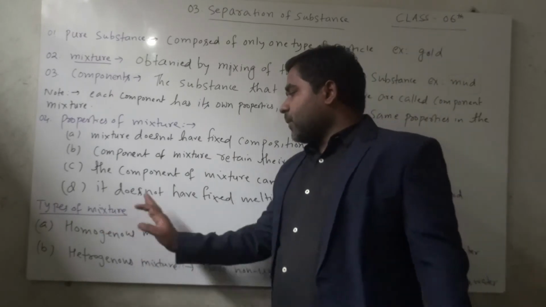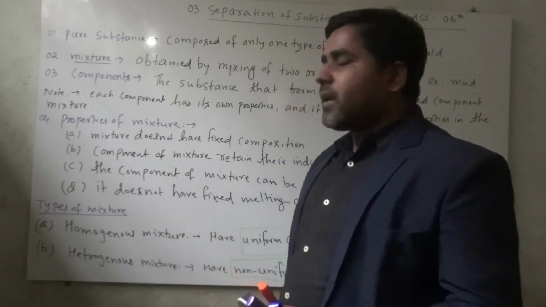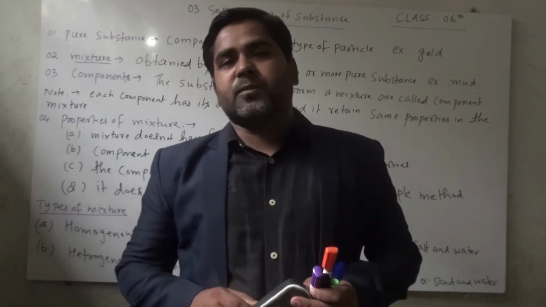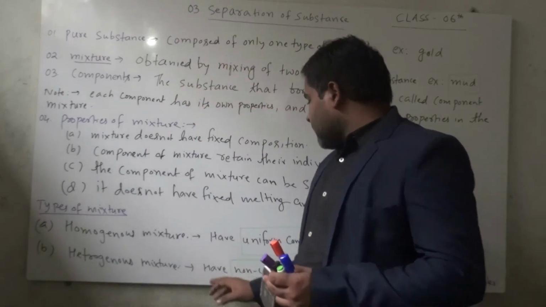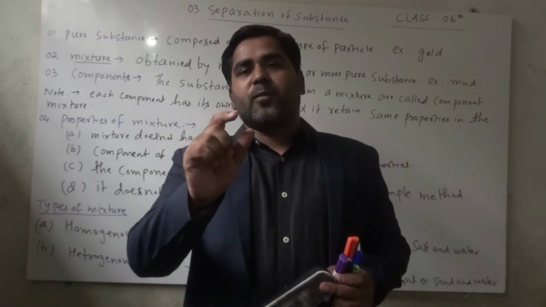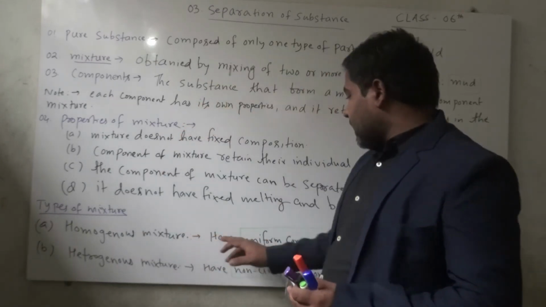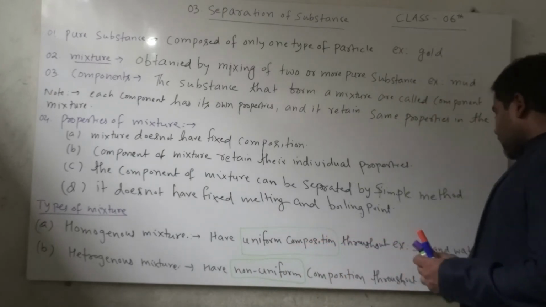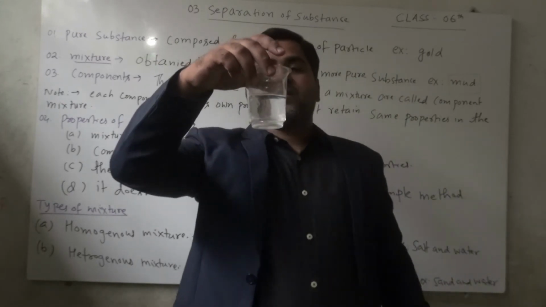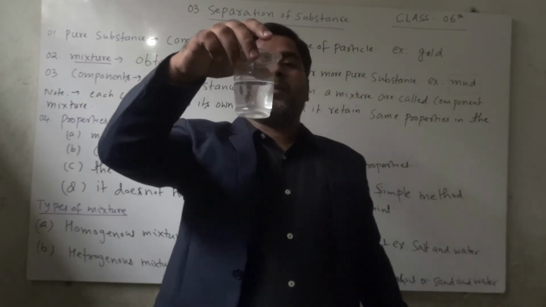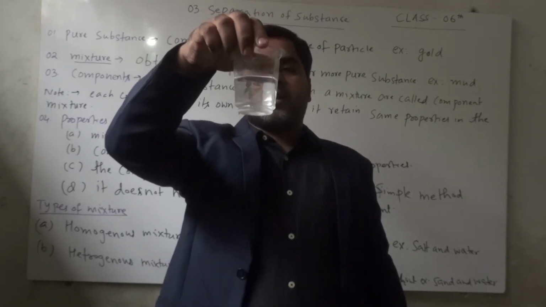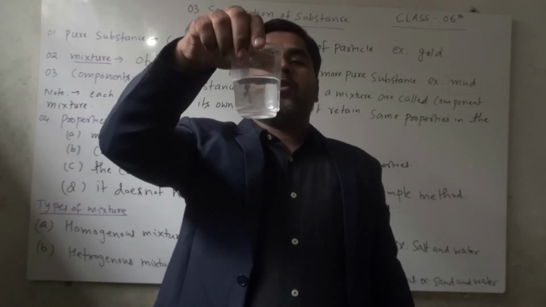After that, types of mixture. In the types of mixture, we have two types of mixture. First is called homogeneous mixture and second is called heterogeneous mixture. Homogeneous mixture means it has uniform composition. Means the components are mixed in a uniform way. Means it has a uniform composition throughout. Example, salt and water. So see, in this glass I have mixed salt and water. So this is the example of homogeneous mixture. Means we are mixing salt and water together and we are forming a homogeneous mixture.